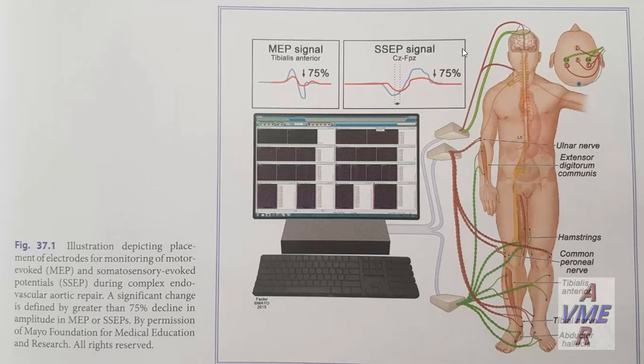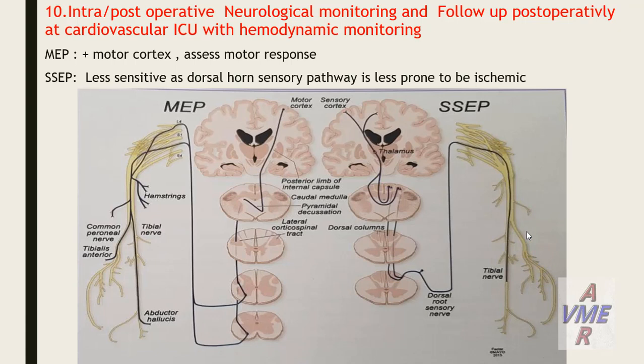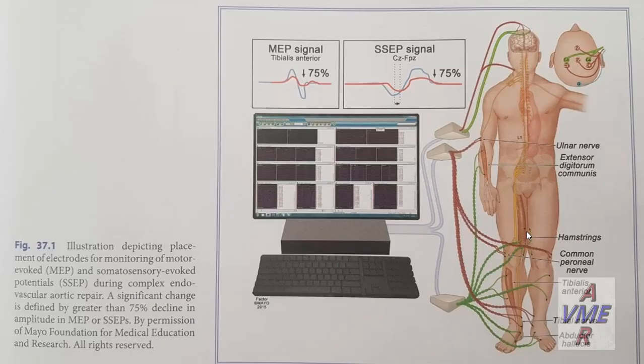And if we have a drop in the action potential of these signals by 75%, that means ischemia. This is the green electrode for the somatosensory and the red electrode for the motor pathway, and you can detect, as we have told, hamstring, tibial nerve, adductor hallucis, common peroneal for the motor, and tibial nerve for somatosensory. The illustration shows development and monitoring of motor and somatosensory evoked potentials during complex endovascular aortic repair. A significant change is defined by greater than 75% decline and drop in the amplitude in motor or somatosensory potentials.